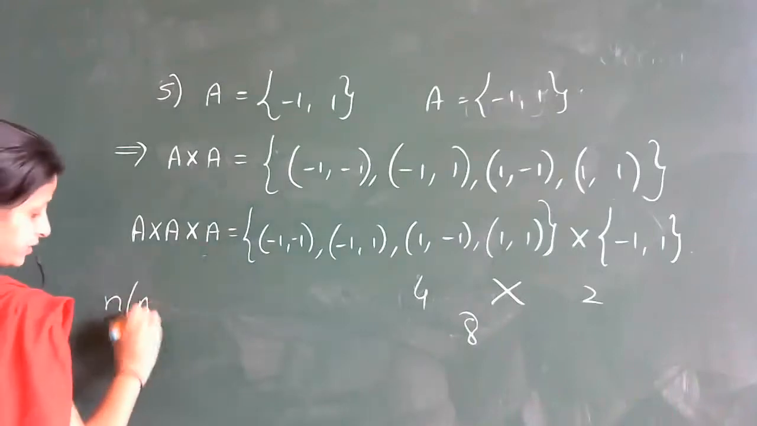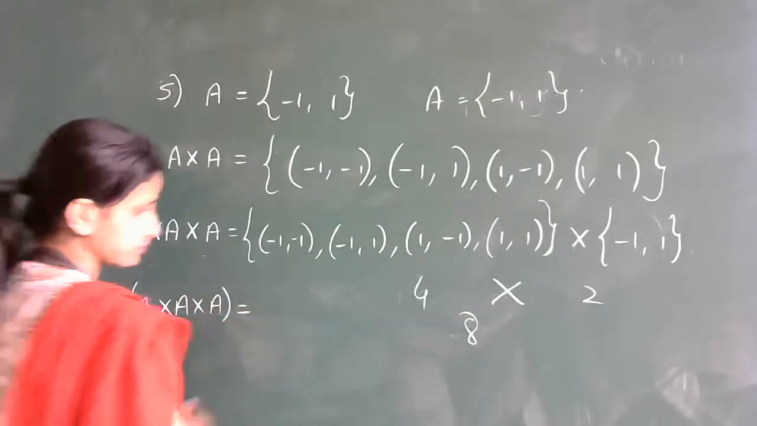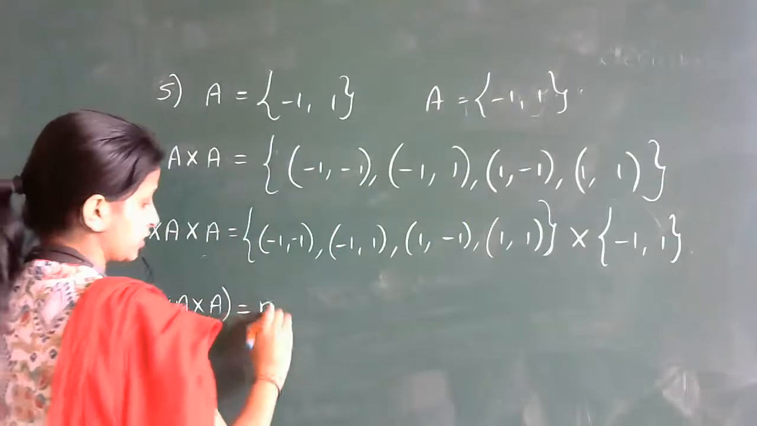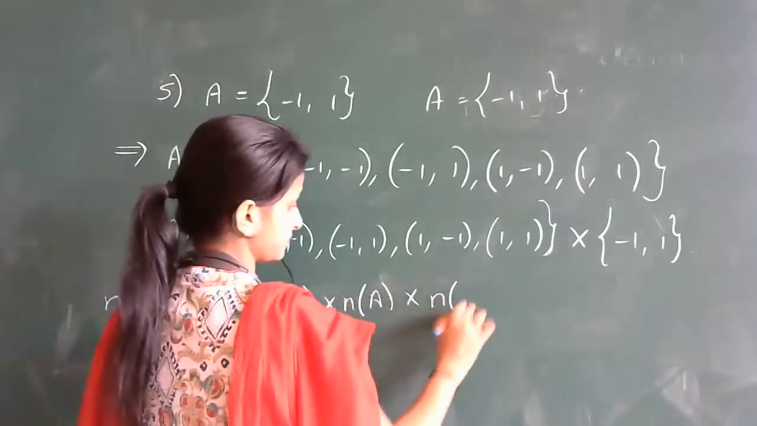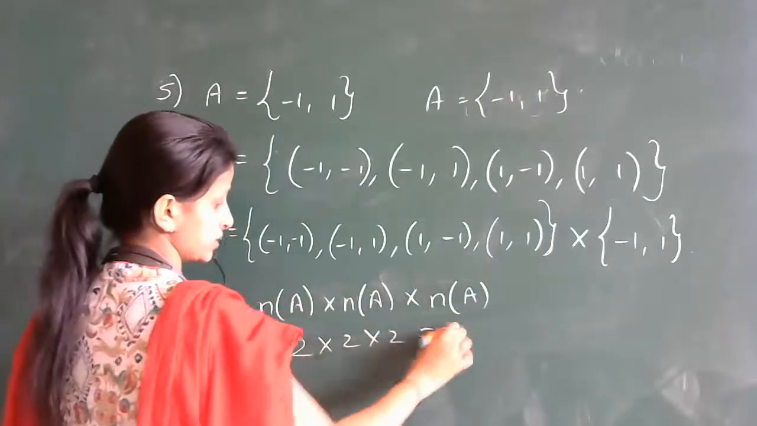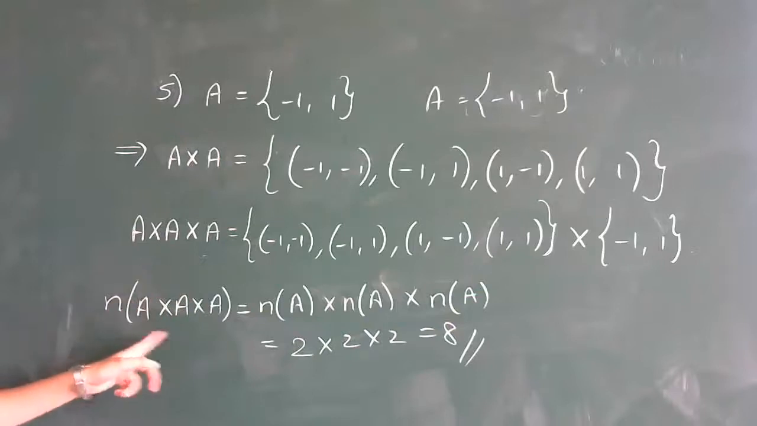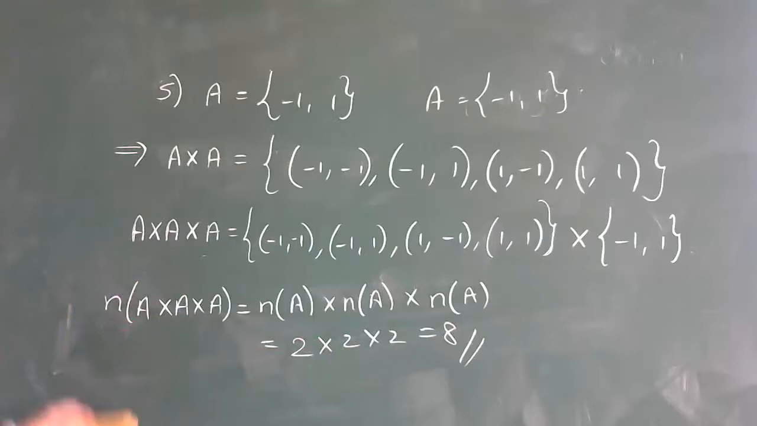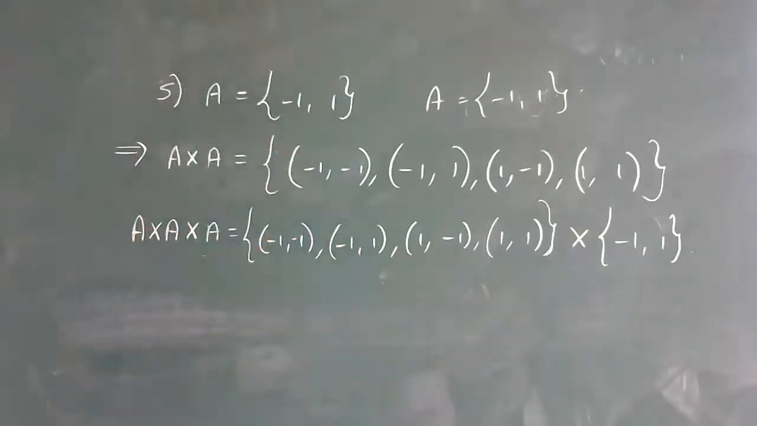You can verify. N of A cross A cross A will be equal to what? It will be equal to N of A into N of A into N of A. Right? So in A we have 2 elements, 2 elements, 2 elements. That is equal to 8, right? So in this Cartesian product of ordered triplets, we have 8 elements. Now we have to find all those elements. So let us find all those elements now.